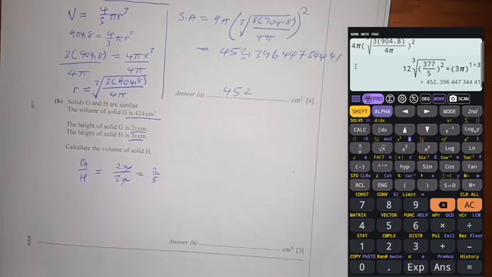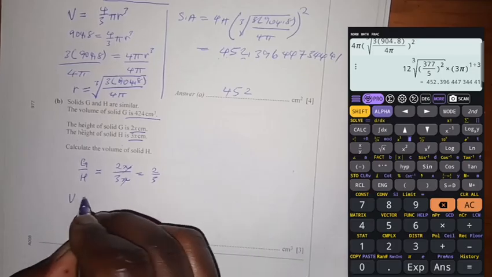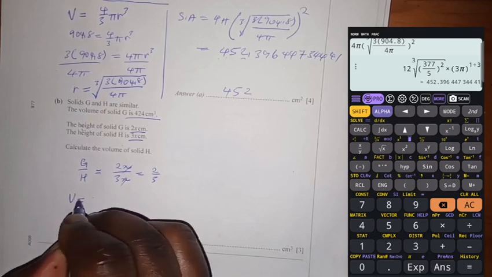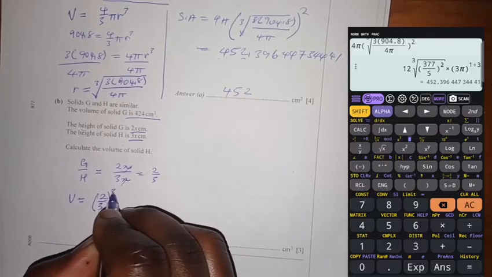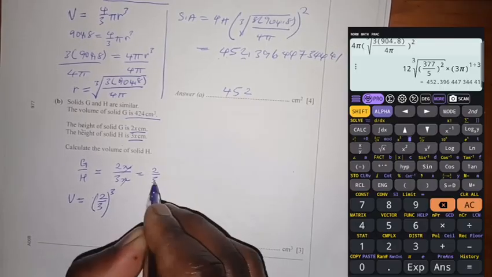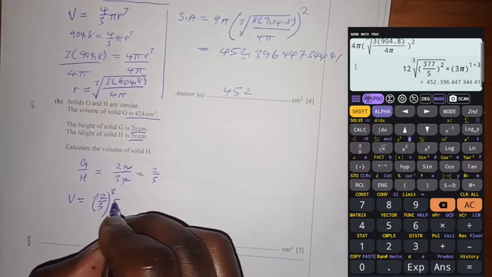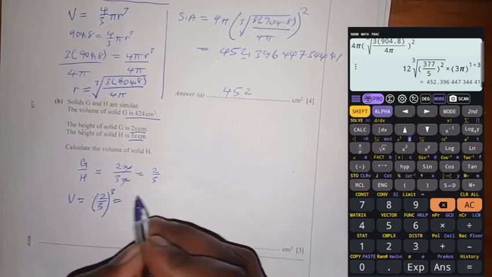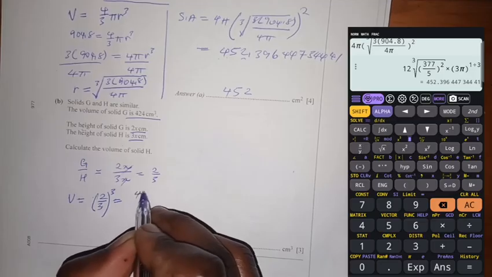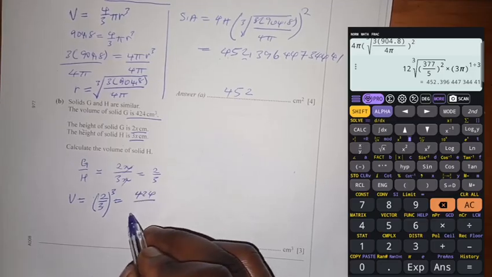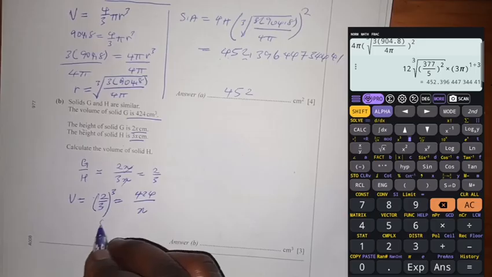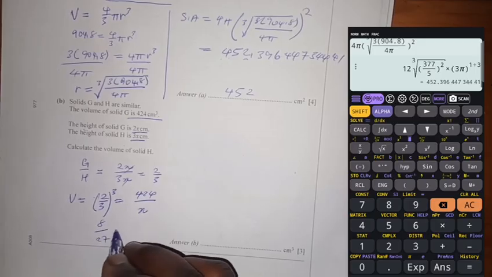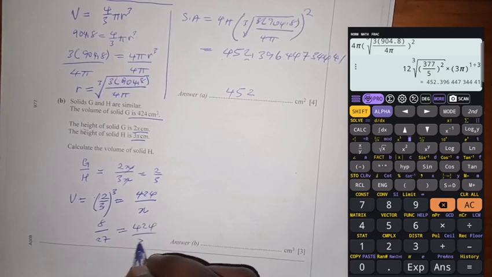But now that I'm linking volume, so the volume will be 2 over 3, but now this is to the power of 3 because I'm going from linear to volume. So this is equal to, which one is G? G is the one on top, so it's 4 over H is the one I'm looking for. It's the bigger one. So 2 cubed, that's 8. 3 cubed, that's 27. This is equal to 424 over x.